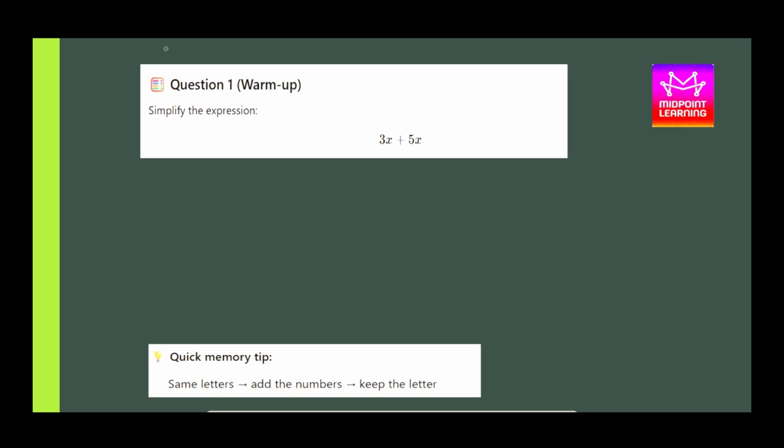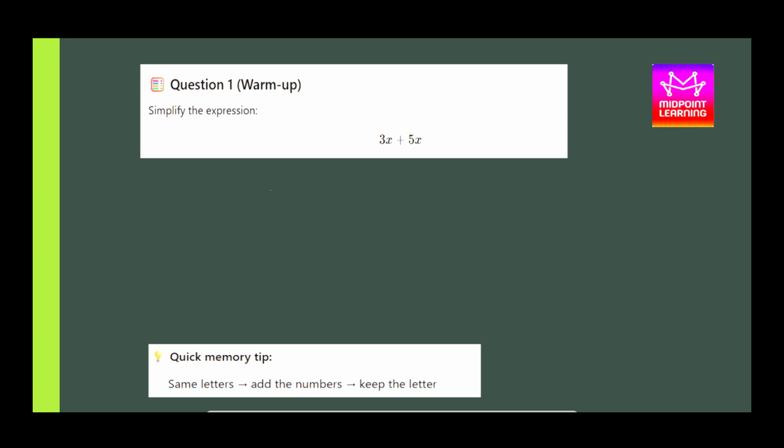So here we need to see what happens when the variables are the same, right? There are two terms here in this question, 3x and 5x. Do they have the same variable? Yes, they have the same variable x. So what we need to do is add only the numbers in front. How will we solve this question?